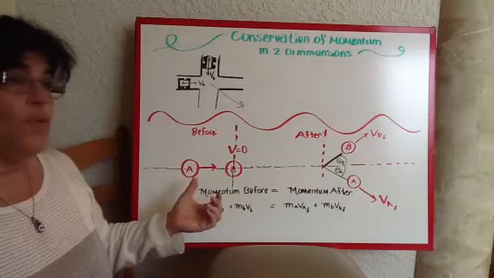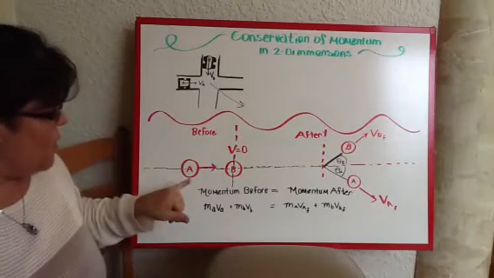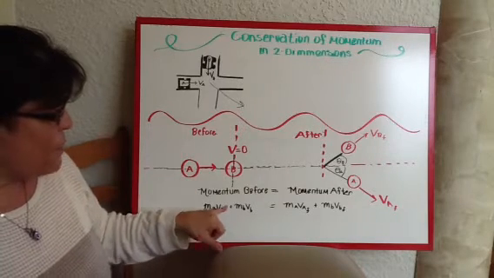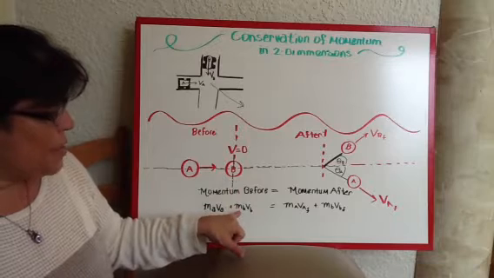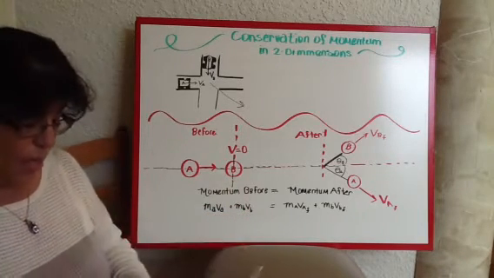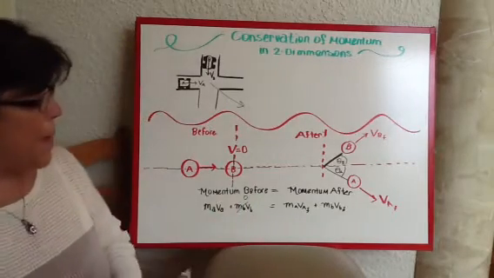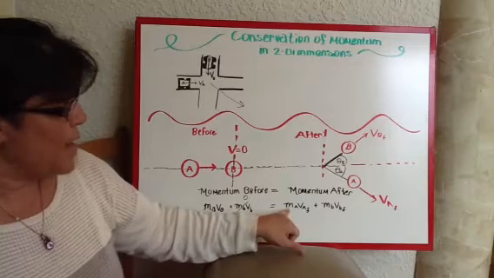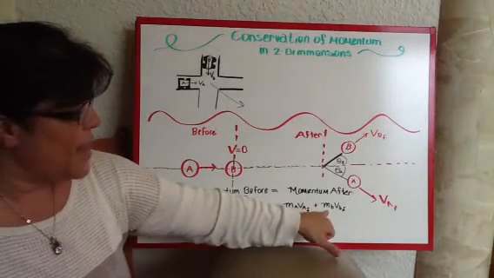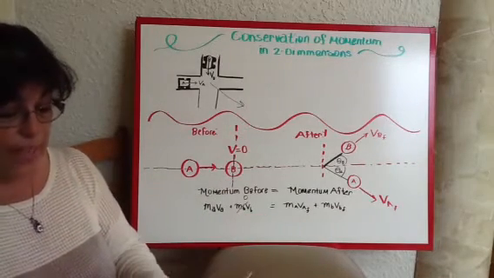Well, the momentum before is going to be the momentum of A plus the momentum of B. The momentum of A is just the mass of A times the velocity of A. The momentum of B is going to be mass of B times velocity of B. Well, the velocity of B is 0, so this one just crosses out and becomes 0. Now the final: the mass of A times the V final of A, plus the mass of B times the V final of B. And that's what we're going to end up doing.